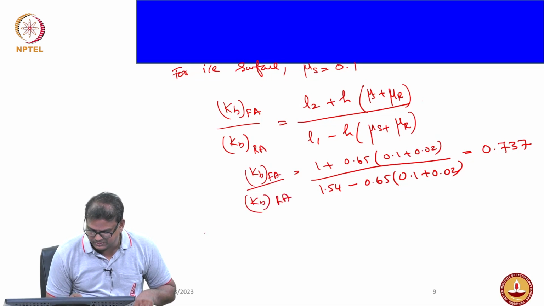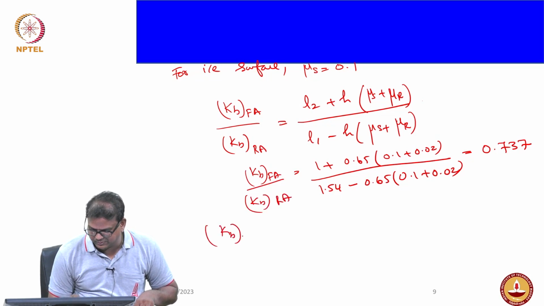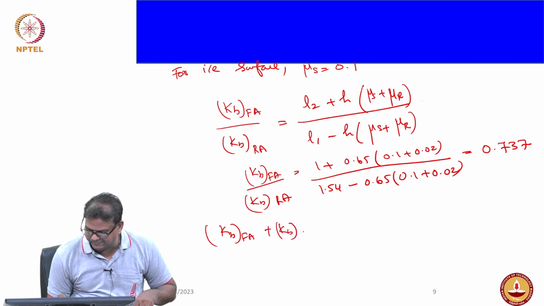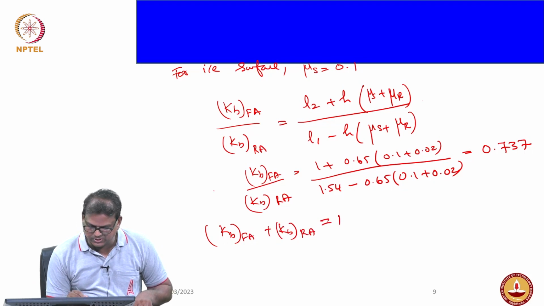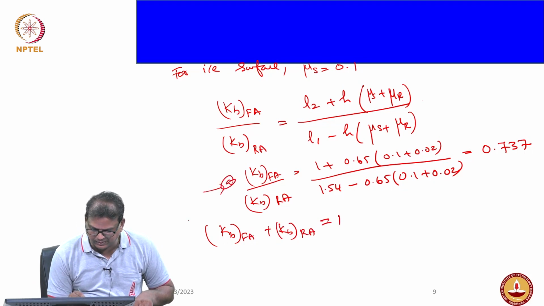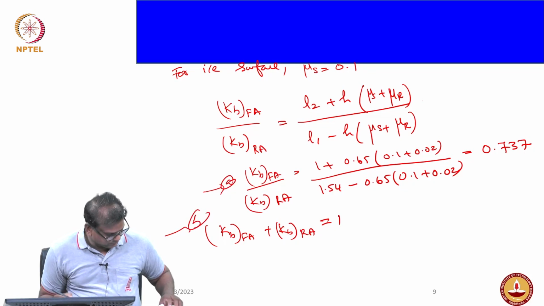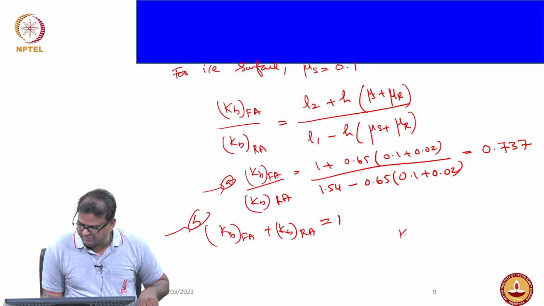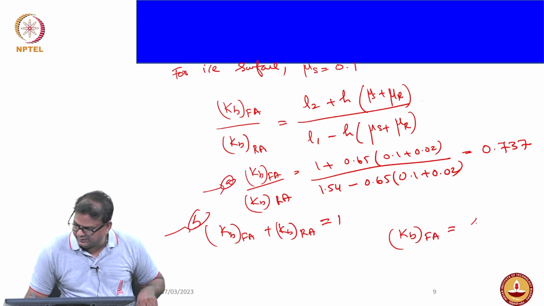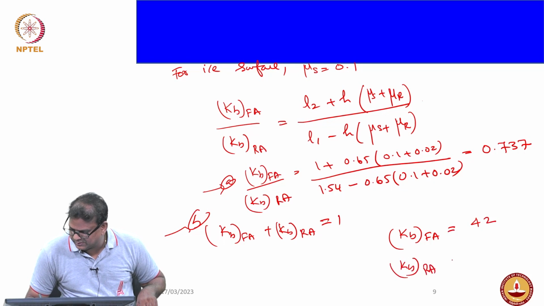The proportions, I am sure we know that again the summation of both proportions should come as 100, right. So if you solve these two things, A and this is the B, so finally we would expect your KB front axle equal to 42, the KB rear axle equal to 58.